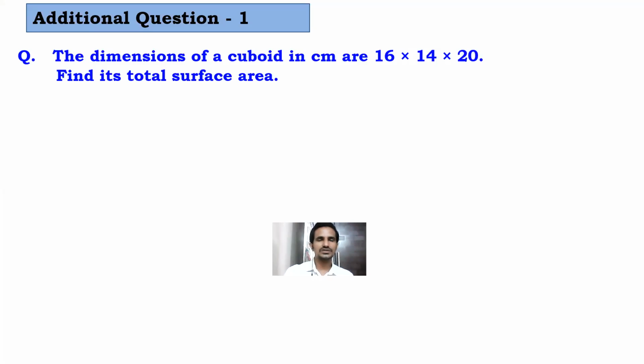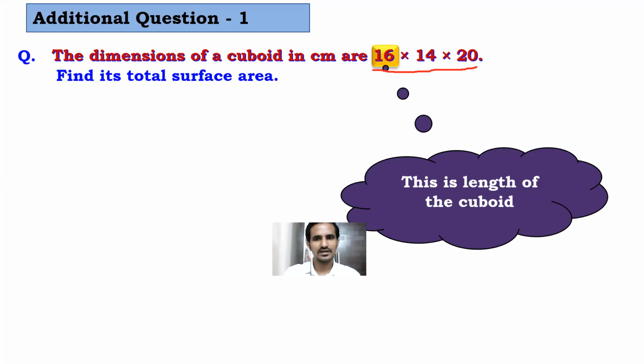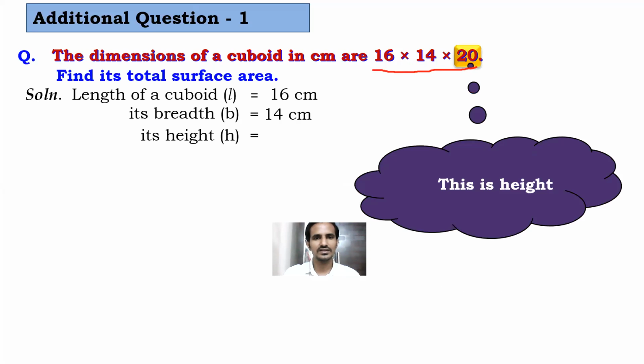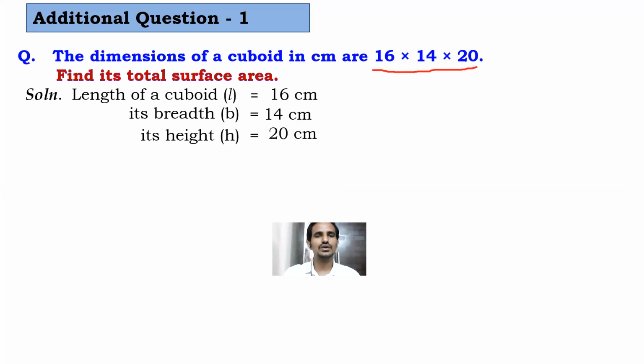Okay, this question tells us a very important thing: whenever the dimensions are given in this way, 16 multiplied by 14 multiplied by 20, it should be read as 16 by 14 by 20. And the order is always length, breadth and height. So here it indicates that the length is 16, the breadth is 14, and the height is 20. Okay, this is how we read this. And then we have to find the total surface area. Okay, I already got the answer from Soham.